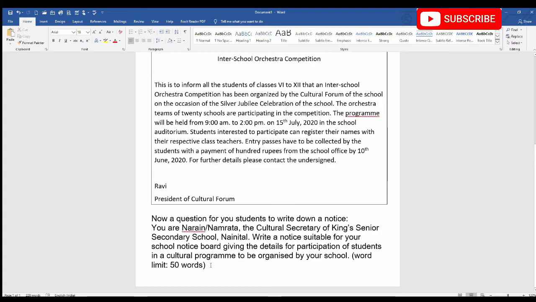Word limit 50 words. Now one thing students, you must keep in your mind that whenever you will write a notice, the word limit should not exceed 50 words. It may not always be mentioned in the question that the word limit should be 50, but it should be in your mind that you must not exceed 50 words when writing a notice. So this task you will do neatly in your copy.